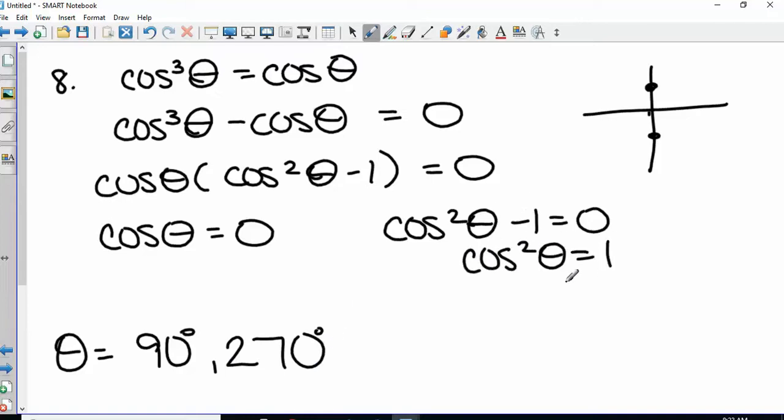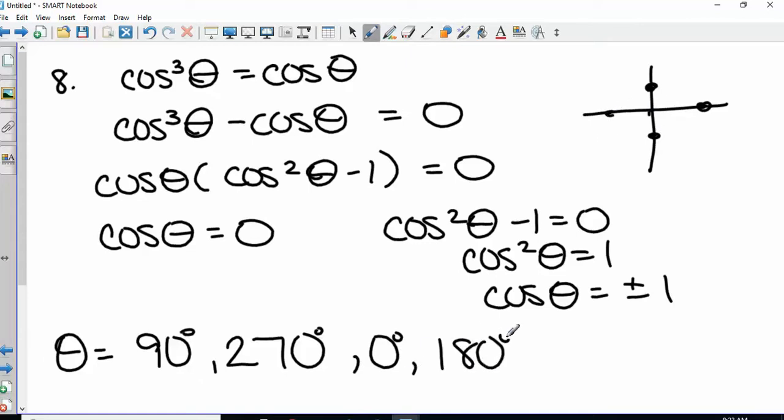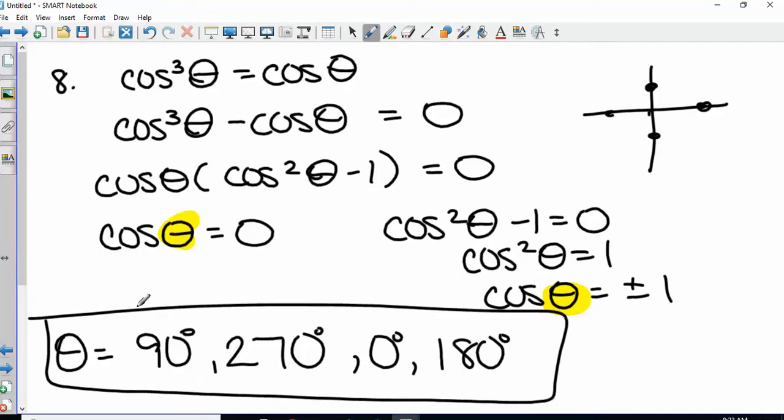This one, if you add over your 1, square root, you get cosine equals positive or negative 1. So if cosine is 1, that's like saying x is 1, so that's right here at 0 degrees. When x is negative 1, that's right here at 180 degrees. My angle was just theta, not a 2 theta, so we don't have double solutions or anything. So this is it. Those are my only answers.